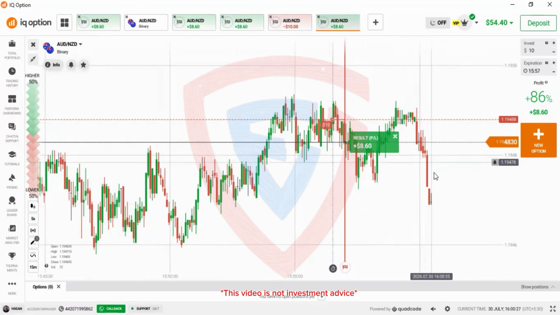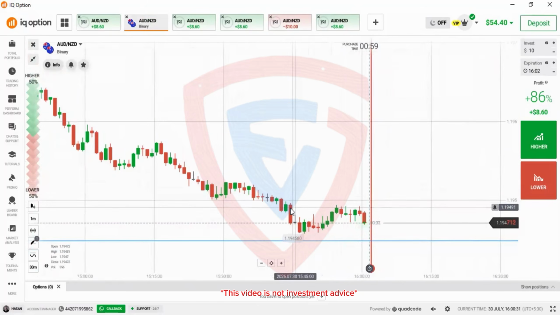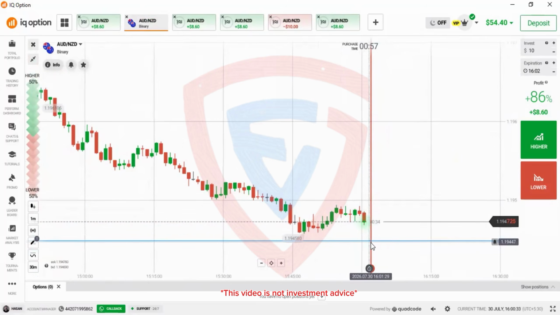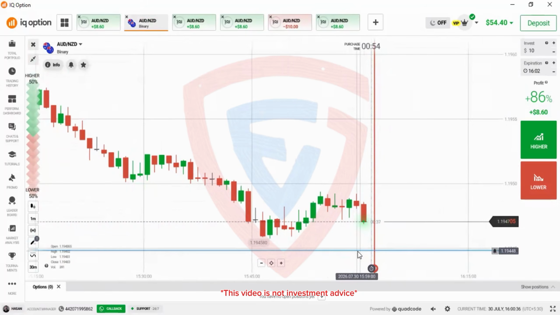So you can see still the sellers are entering from the level, because it is an order block zone. That's why it is going down. This is the next level to reverse.